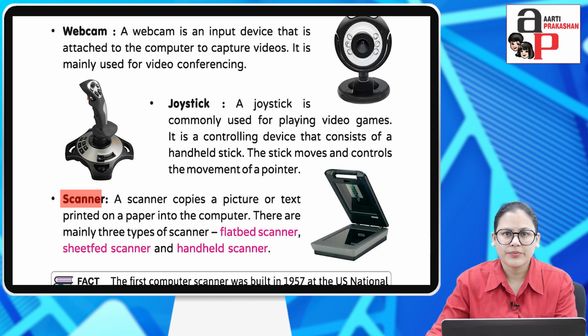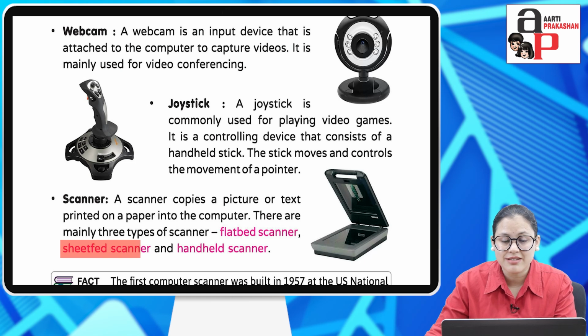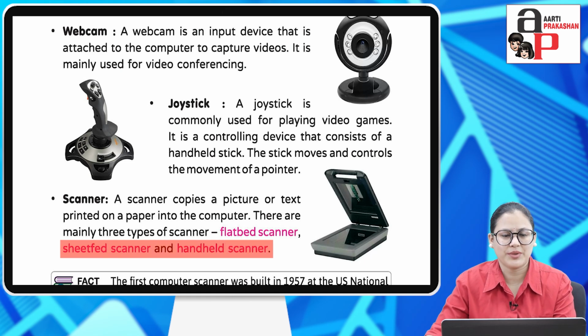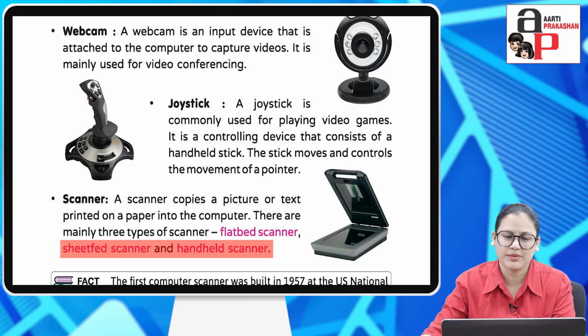Next is a scanner. A scanner copies a picture or text printed on a paper into the computer. There are mainly three types of scanner: flat bed scanner, sheet fed scanner, and handheld scanner. Okay, so what does a scanner do? Actually, it copies a picture or text printed on a paper into the computer. Okay, so there are three types of scanner. Names are given over here, right?